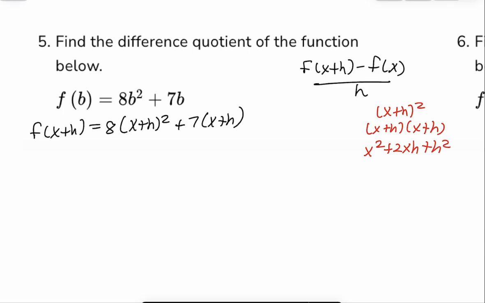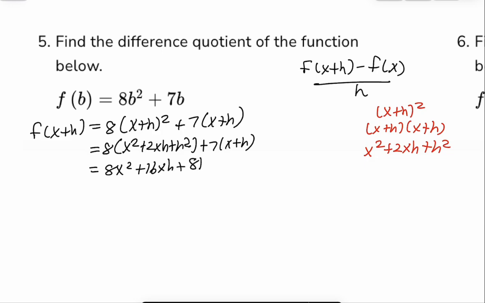So let's replace that into our formula here. So that's 8 times x squared plus 2xh plus h squared. And then the 7 will distribute that. So now let's distribute those things in. We're going to distribute the 8. We're going to distribute the 7. We're going to get 8x squared plus 16xh plus 8h squared plus 7x plus 7h.